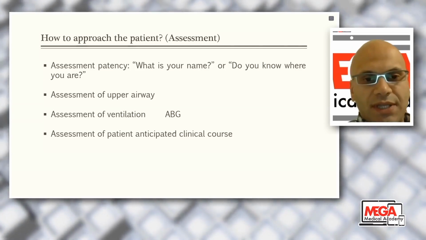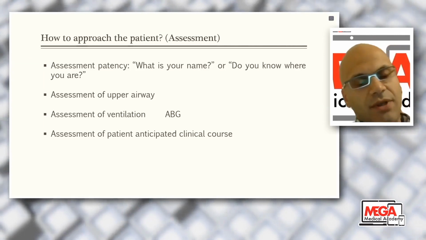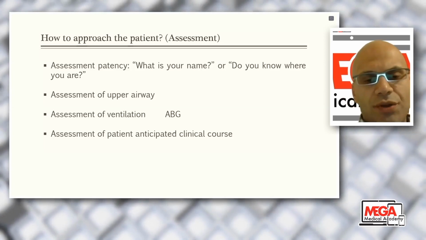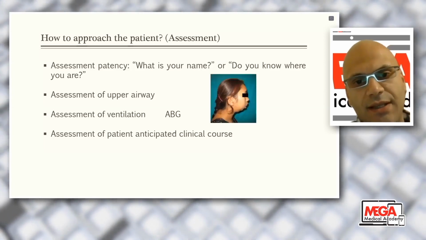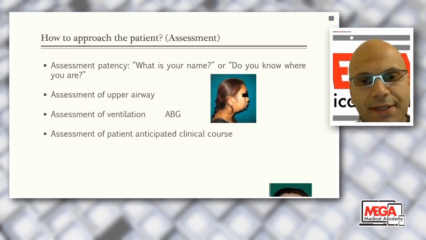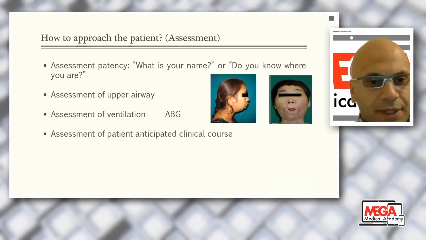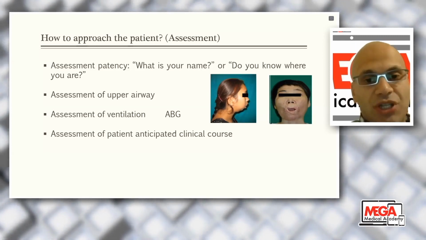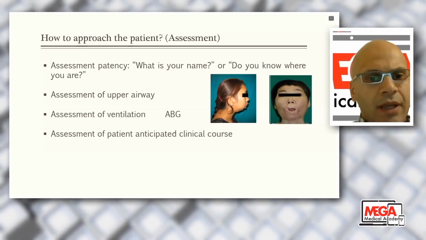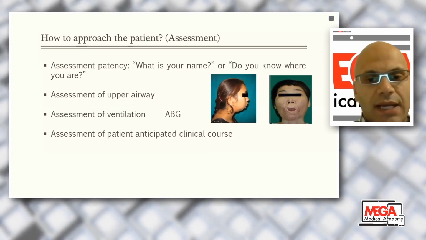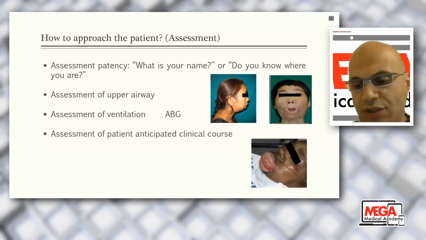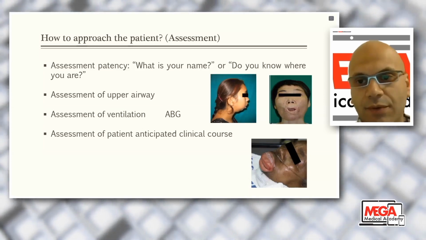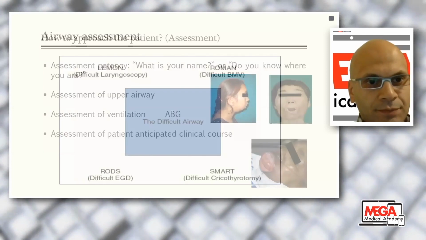Assess your airway. We'll discuss this one in the coming slide, but quickly, look for limited mouth opening, a small chin or micrognathia, and short thyromental distance. The third point is to assess the ventilation, and this can be done simply by taking an ABG to see the PO2 and CO2. Then assess the patient's anticipated clinical course, as we mentioned before, like angioedema. This patient is, of course, rapidly progressive. It will be a difficult scenario if you are going to intubate this patient.